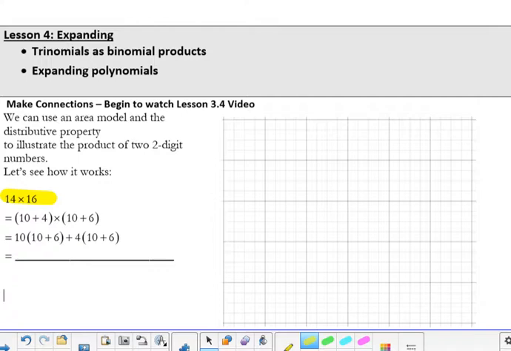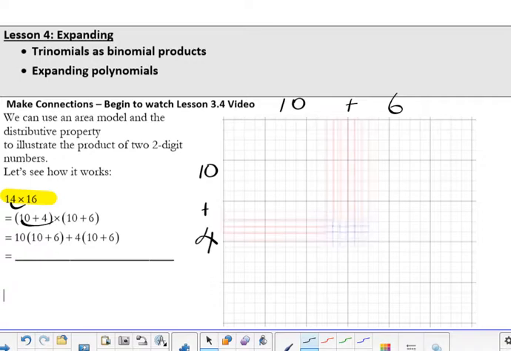Now, I've got some grid paper here. It's broken up into squares. And we can think of 14, well, we could write it as 10 plus 4, couldn't we? So I'm going to put 10 plus 4 down here. And then we've got 10 plus 6 for the 16. So I've got 10 plus 6 over here like that. Now, using tiles, this is what I get here.